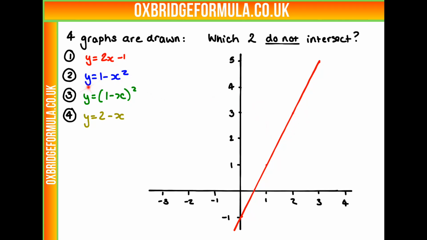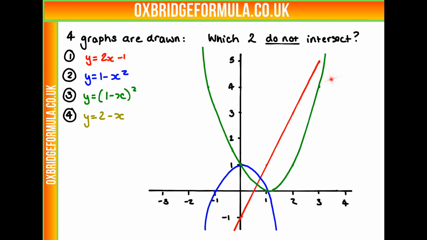If we do the same thing for y equals 1 minus x squared, that's going to look something like this. So it's an upside down x squared graph. That's the minus gradient, crossing the x-axis at 1. So it's going to look something like that. Next is our y equals (1 minus x) all squared, so that'll look something a bit like this. And then finally 2 minus x. So we're going to cross the y-axis at 2, and it's going to be a minus x graph. So these are all our graphs on our axes here.